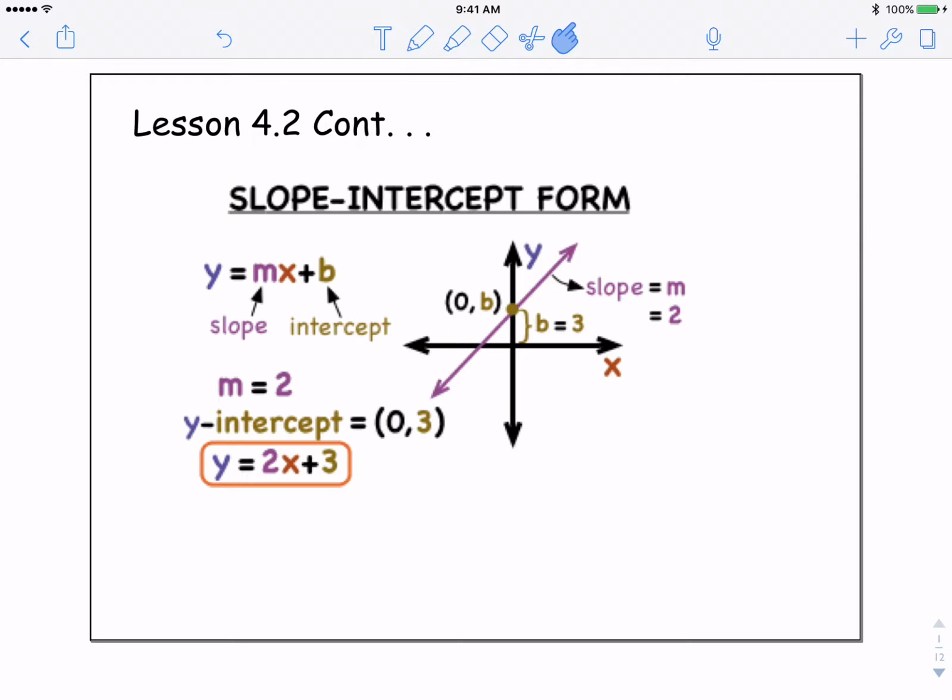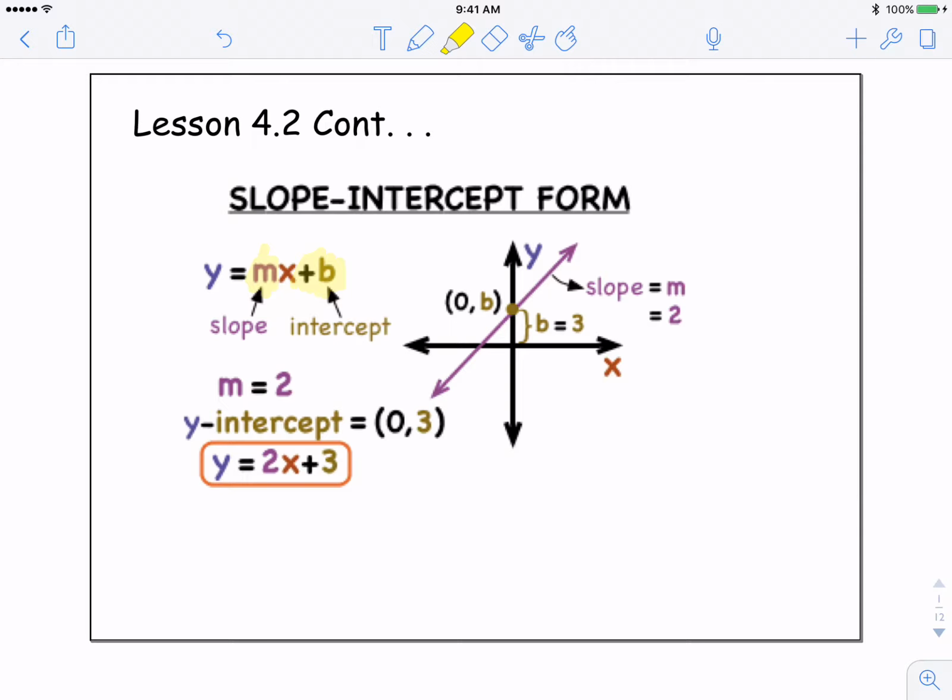We talked about how m stood for slope, which was right here in the equation of the line. The slope of the line is your rise over run on the graph. We also talked about the y-intercept of the line, which is the b value. The y-intercept of the line is the point where the line crosses the y-axis.